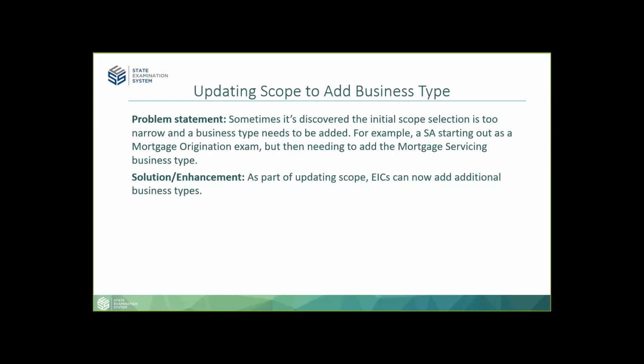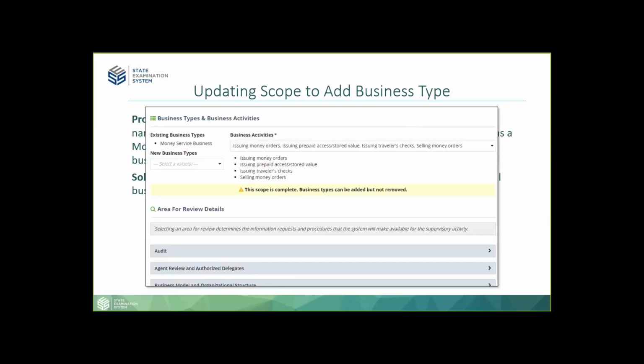And in the previous version of SES, there was no way to update the scope with the business type. There was no way to add a new business type, essentially, to the scope. Well, now there is. So the simple enhancement here is providing EICs the ability to go backwards and update the scope by adding an additional business type.